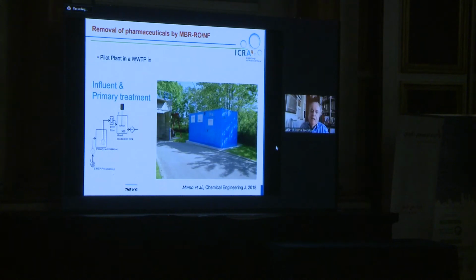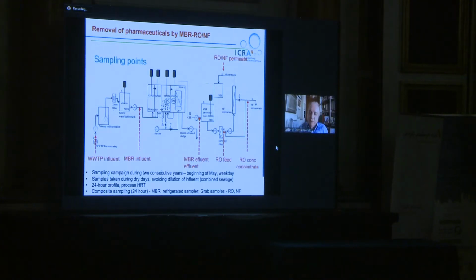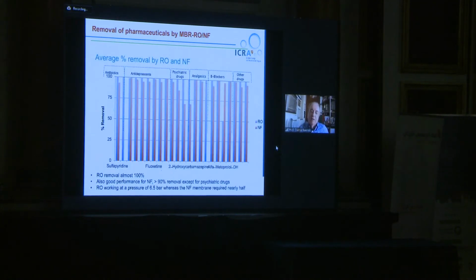This is a pilot plant on the Catalan coast, on the Spanish coast, where we applied the removal of pharmaceuticals. Here we can see the scheme of the plant, with membrane and also reverse osmosis and nanofiltration. I will not go into detail. This information has already been published. If some of you are interested, you can send me an email and you get the information. Basically, if you use reverse osmosis or nanofiltration, you can really remove most of them, 90% of the pharmaceuticals.